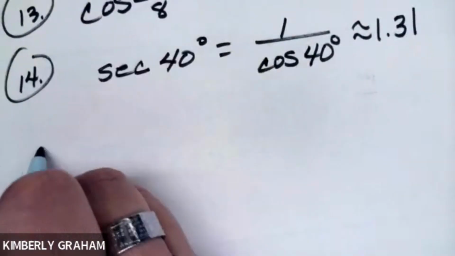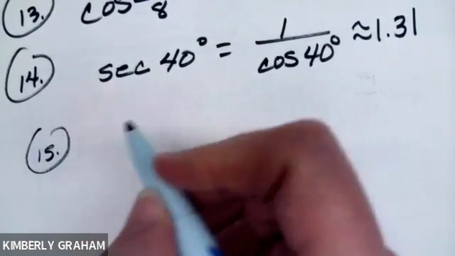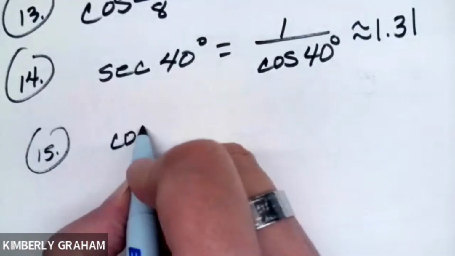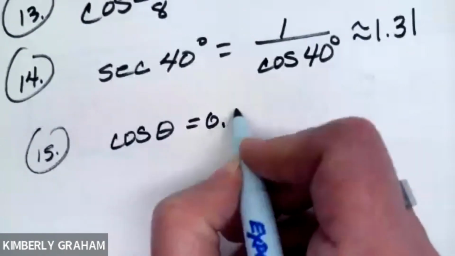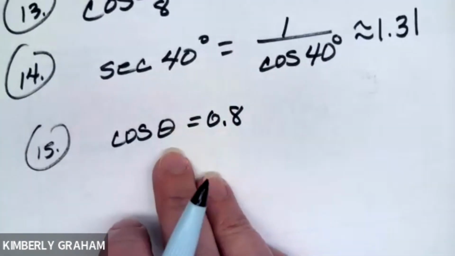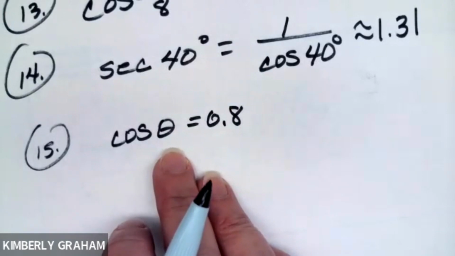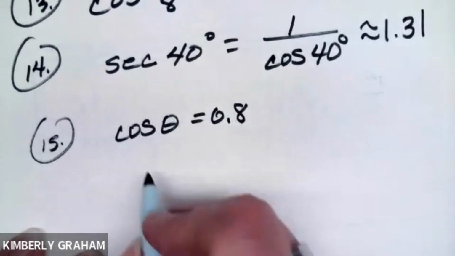All right, so problem 15. I know cosine of theta is 0.8. Well, if I want to figure out what theta is, it's kind of like me just going backwards and doing an inverse. Right? So that's exactly what they're called. These are inverse operations.